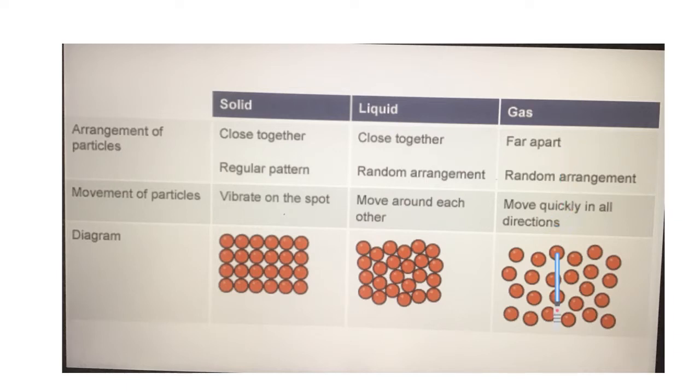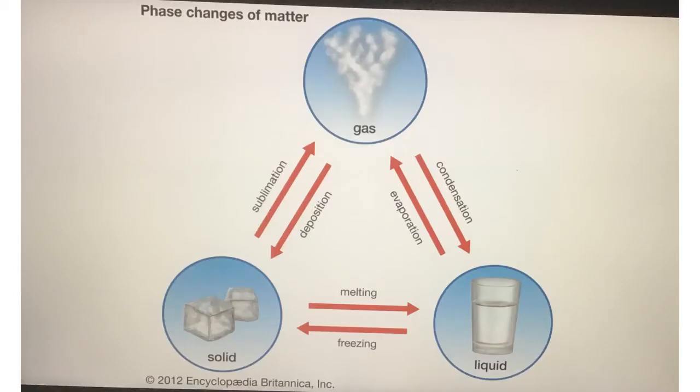And finally, we've got a gas. In a gas, we can see that the particles aren't touching. The main thing is that they're in a random arrangement and they move in different directions. So they're not bound together at all. There are no bonds holding a gas together, whereas in liquid and solid, we have got bonds holding those particles together. Now, this diagram here shows us the 6 changes in state between our 3 states of matter, those being solid, liquid, and gas.